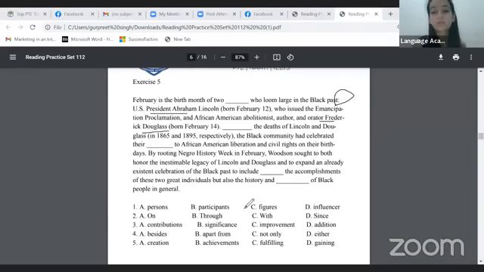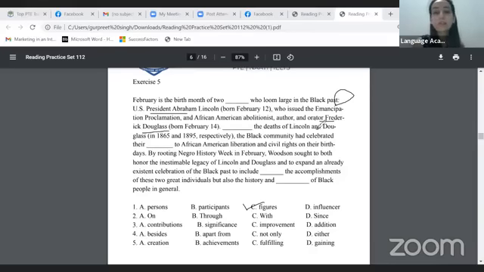Figures, not persons. What is the difference between Abraham Lincoln and any normal person? If we have to call Abraham Lincoln a person, he is a great personality, he cannot be just a person to refer to. So February is the birth month of two figures. Figures here represent two known people, two popular people who everybody knows about. That's why we are using figures.